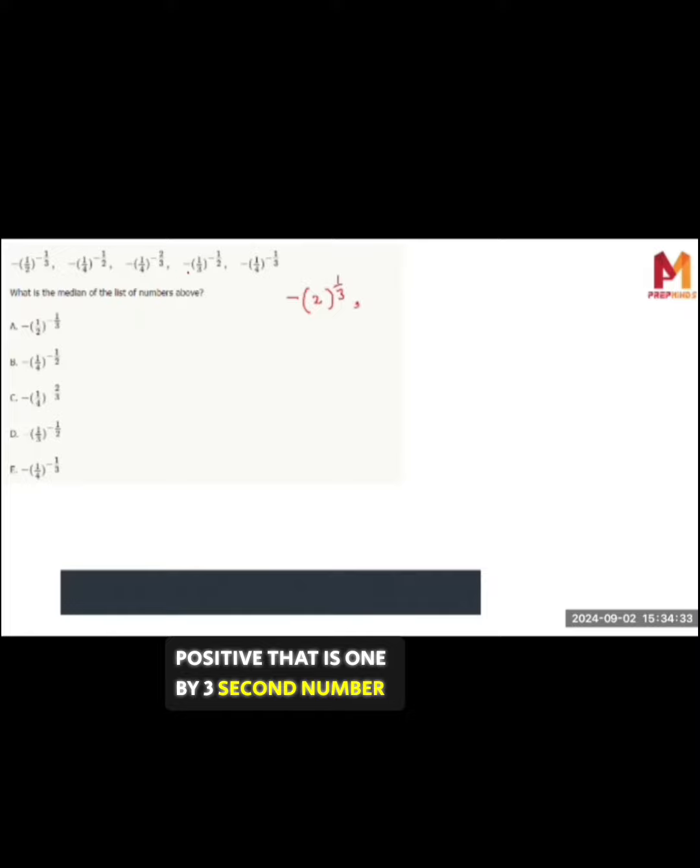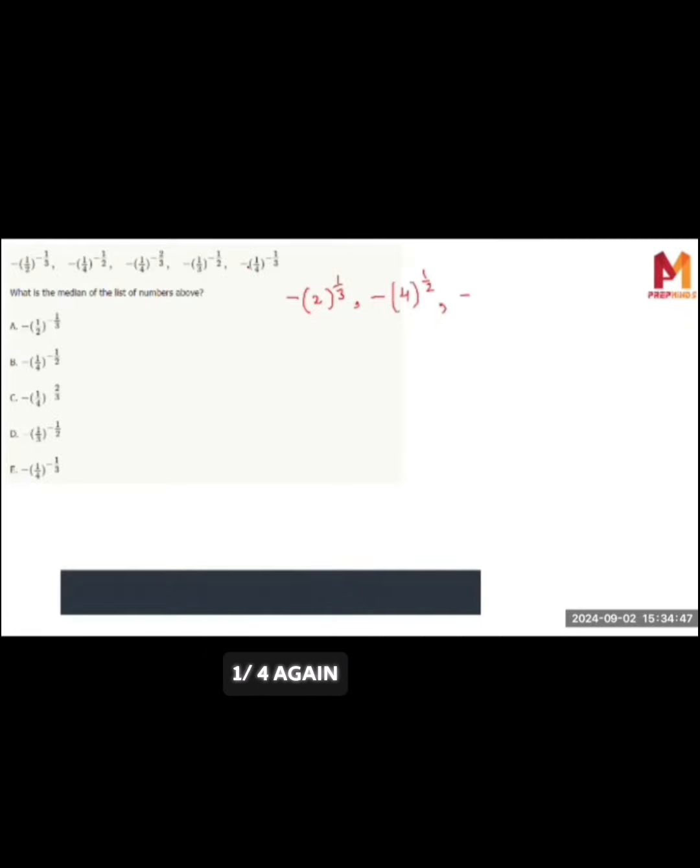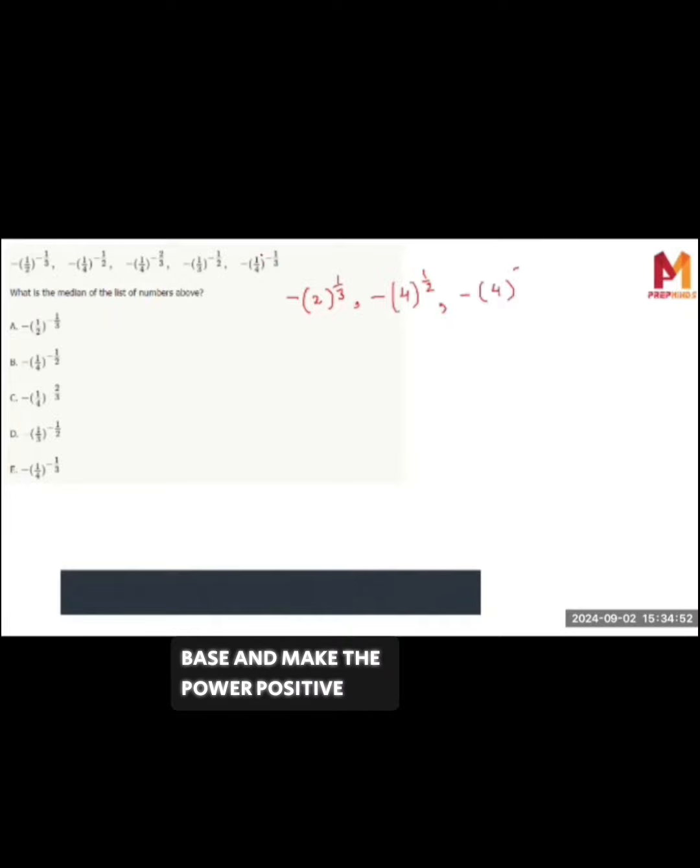That's 1 by 3. Second number, what we have here? 1 by 4. So take the reciprocal of the base, which becomes 4, and make the power positive. All right. What's the third number? 1 by 4 again. So take the reciprocal of the base and make the power positive. So 2 by 3.